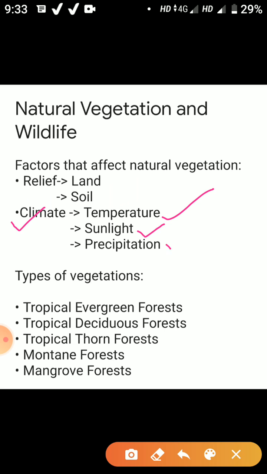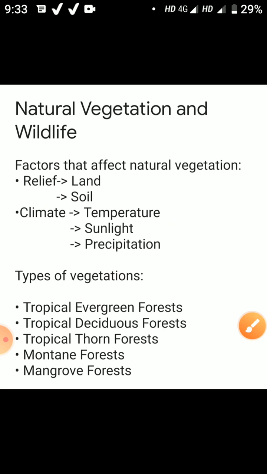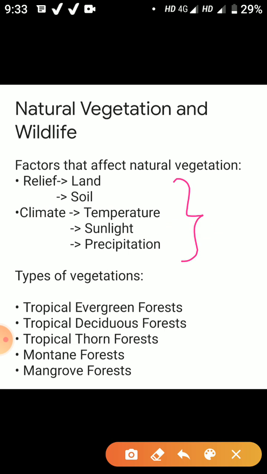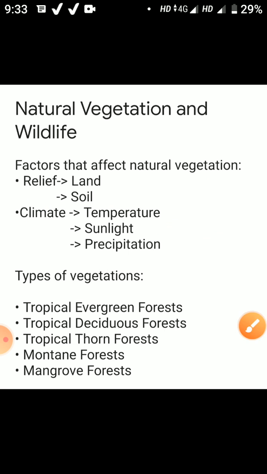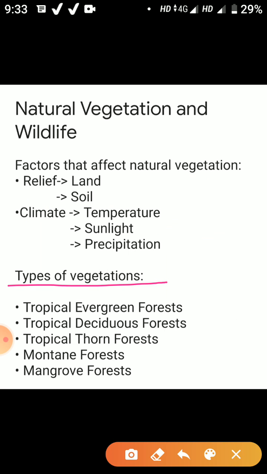Third important point is the amount of precipitation, that is the rainfall that the region gets. The amount of rainfall varies from one place to another. Somewhere it is very high and somewhere it is very low. So on the basis of all these factors, the natural vegetation differs from one region to another, and we don't have the same type of vegetation everywhere.